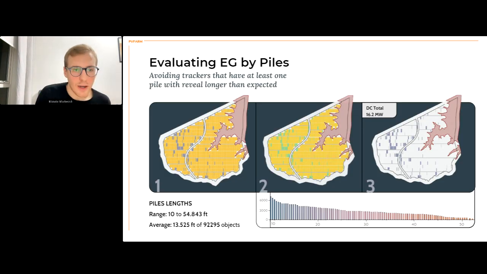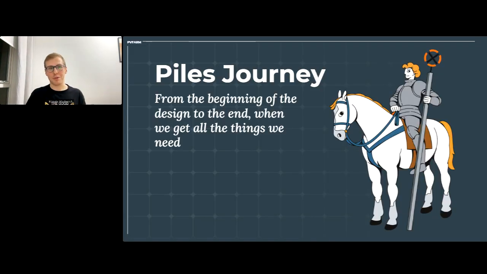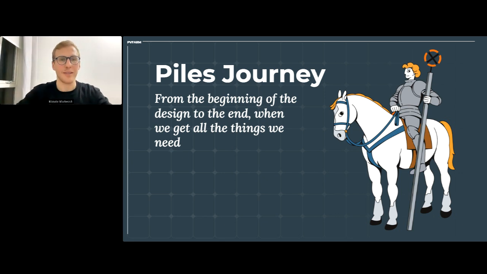Okay, so coming back to where we started. Now we're going to talk a little bit about the piles journey, and probably here I will do something that I wouldn't recommend doing. We're going to do a quick demo of how PV Farm looks and how we work with piles in there. So I'm going to share my screen, and we'll go through a simple workflow of how we support piles in PV Farm. Okay, let me share my screen.